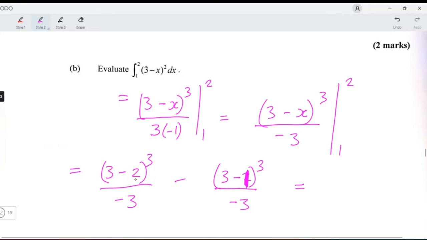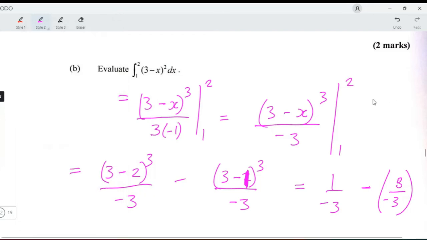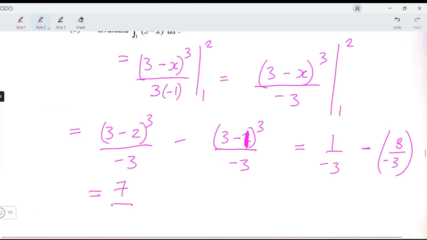This part now, this would be 3 minus 2 is 1, 1 cube is 1. So that's 1 over negative 3 minus this part, 3 minus 1 is 2, 2 cube is 8. Just want to make sure 2 cube is 8. That is 8 over minus 3. Minus and minus will become plus. So now I have 1 over negative 3 minus 8 over negative 3. And we get 7 over 3. This is giving us 7 over 3 for our answer.